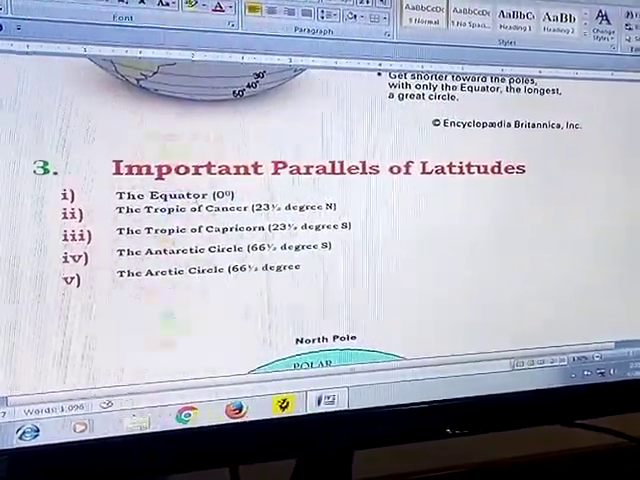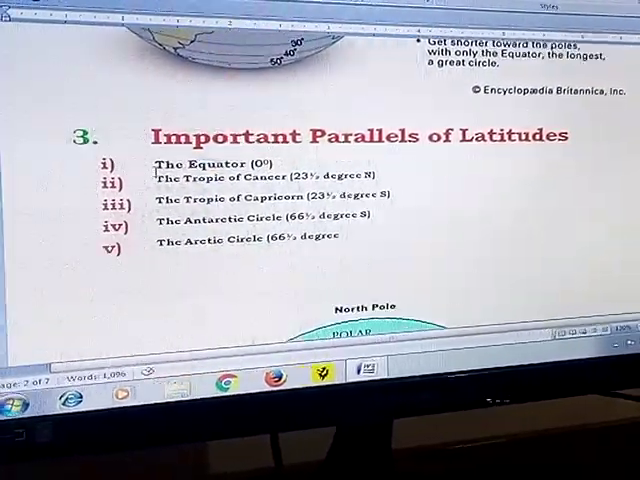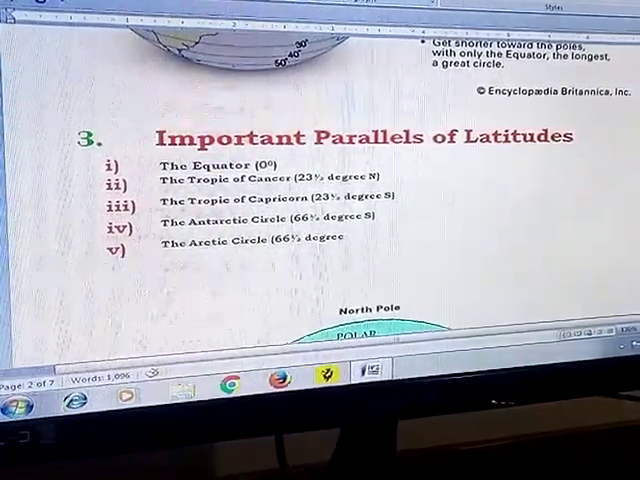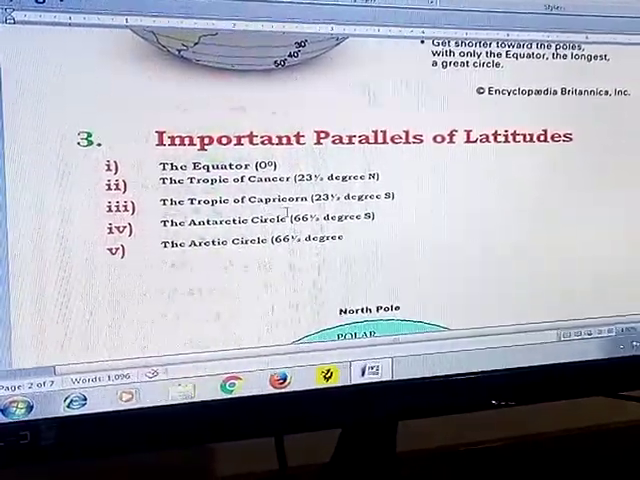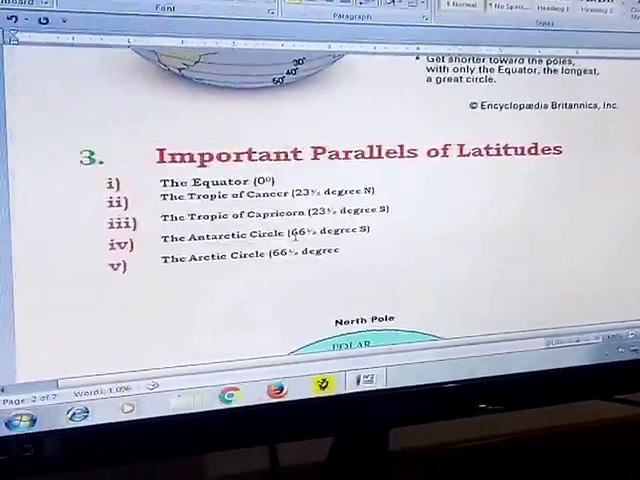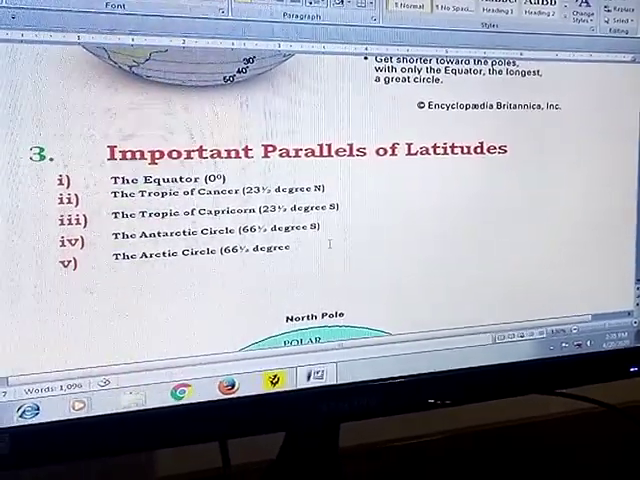There are some important parallels of latitudes. Important latitudes we call them. First of all, the equator, the 0 degree, the Tropic of Cancer, 23.5 degree north, the Tropic of Capricorn, 23.5 degrees south, the Antarctic Circle, 66.5 degrees south, the Arctic Circle, 66.5 degrees north.